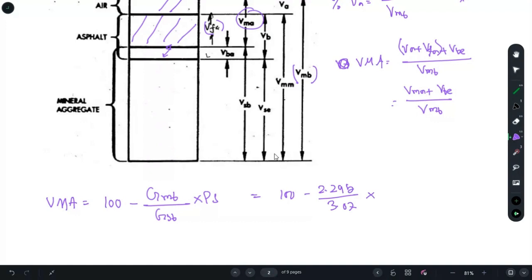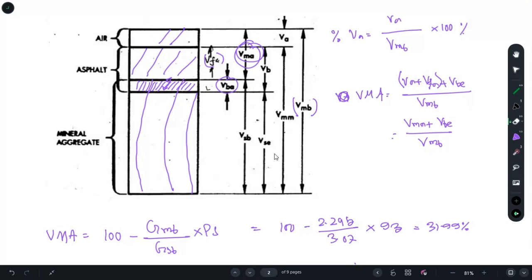What do you mean by PS? PS is percentage of solids. In this math, our percentage of solid is 93% because 7% was bitumen, so it would be 93. From there, you will get a VMA value of 31.99%.